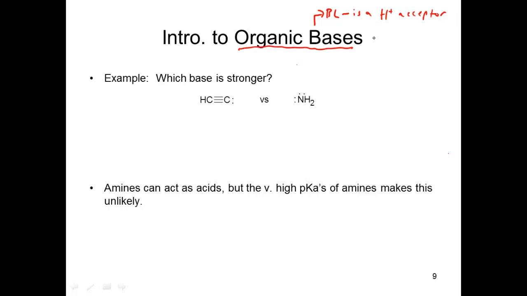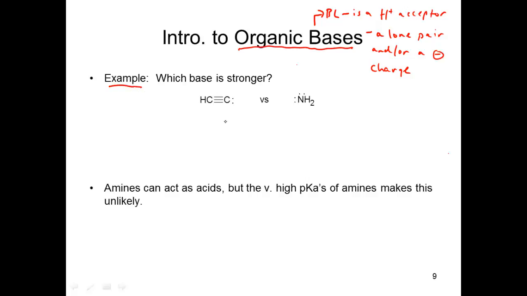So something that's a proton acceptor generally has a lone pair of electrons and or a negative charge. So something with a lone pair of electrons and or a negative charge is often attracted to an H+. And our goal right now is to figure out, well, if you have two bases, which one wants the H+ more? So let's look at this example.